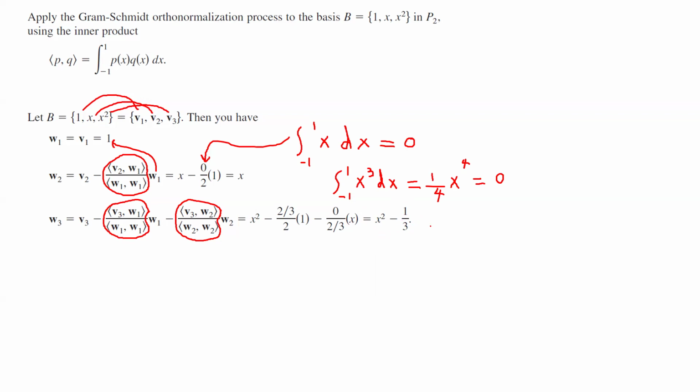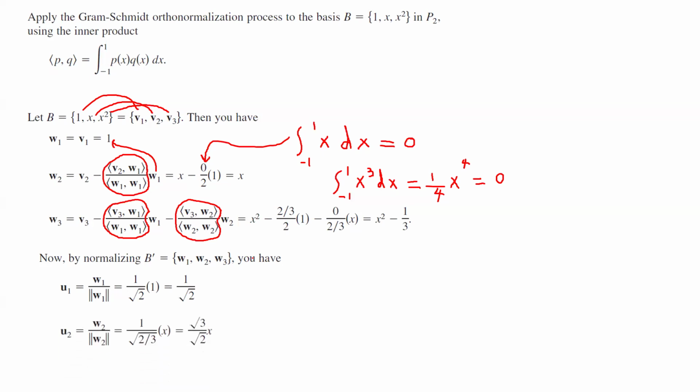squared minus a third. And it basically gives you orthogonal functions, orthogonal vectors, w1, w2, w3, but you can normalize each one of them by dividing each by its magnitude. So u1 becomes w1 divided by the magnitude of w1, u2 is w2 divided by the magnitude of w2, and so on. So we found 3 functions, 3 polynomials that form a basis for the vector space of all polynomials of degree 2 or less.